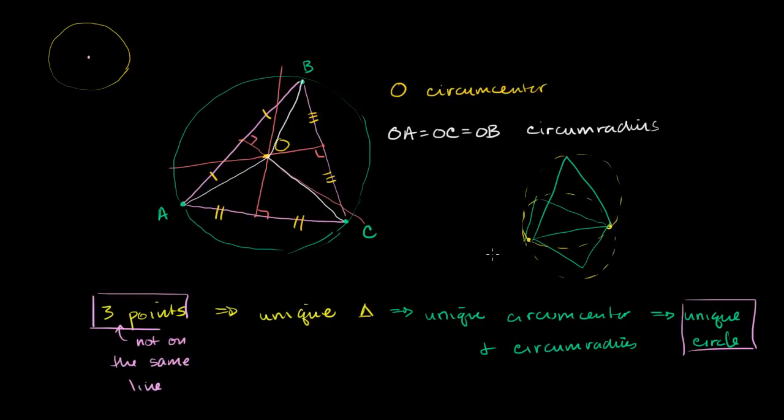So you see very clearly that 2 points are not enough. You need 3 points. 3 points lead to a triangle, which leads to a unique circle. So that by itself is kind of cool.